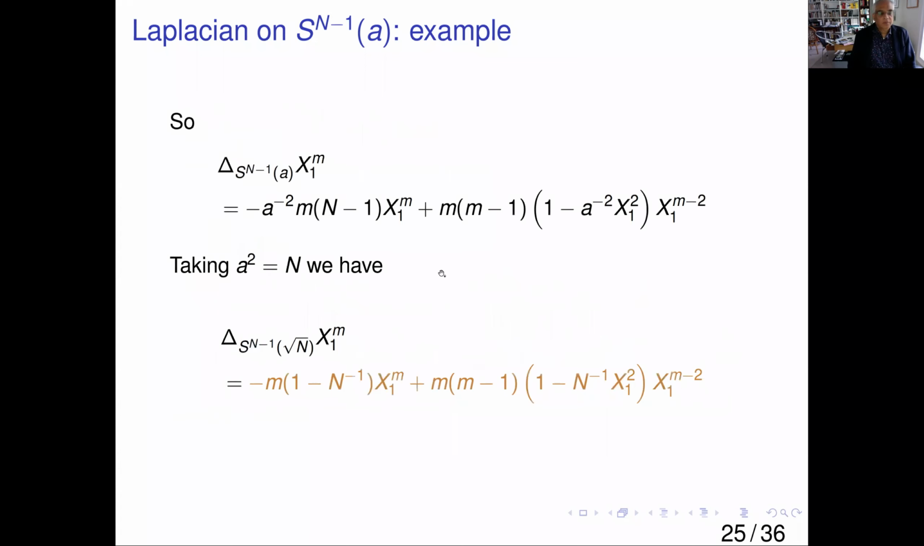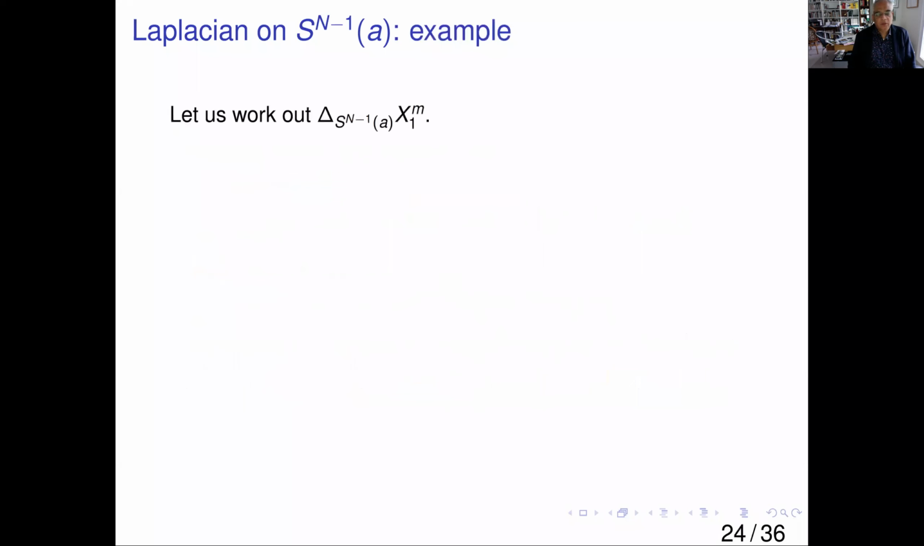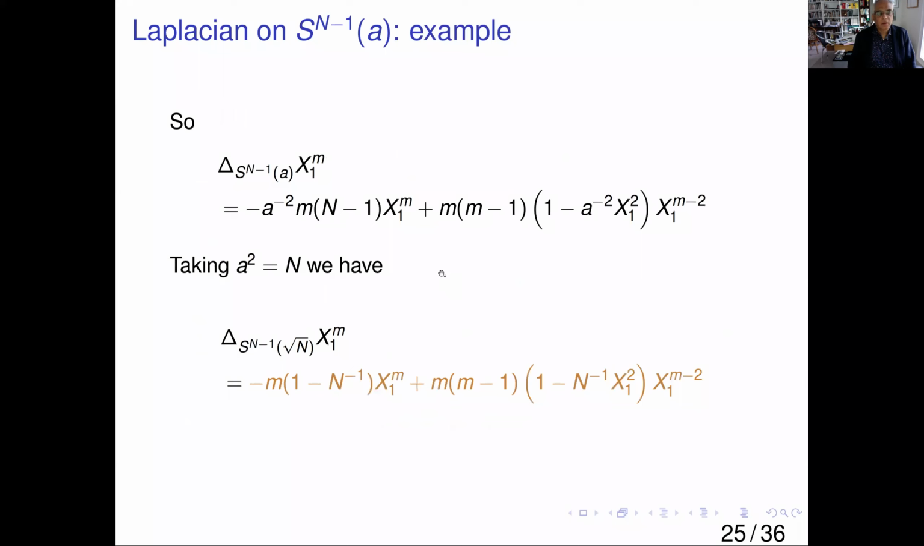Okay, so then our rule, or definition, was that we should divide that by a square. So let's take this and divide by a square, and that's what we get. Okay, that's the Laplacian of x1 to the m. Now let's look quickly at the case of the sphere of radius square root of n. This means we take a squared to be n. If you plug in a squared equal to n in this formula, you get this.